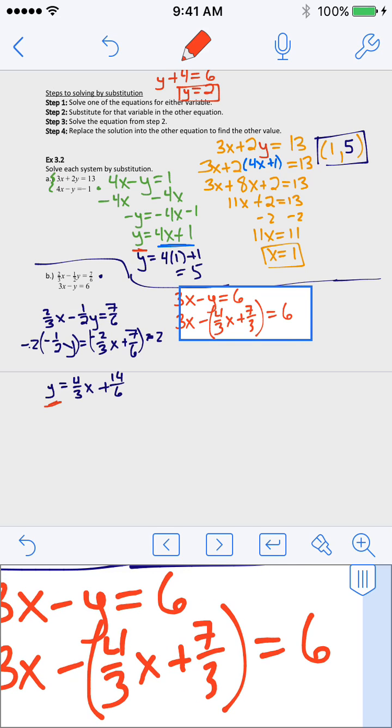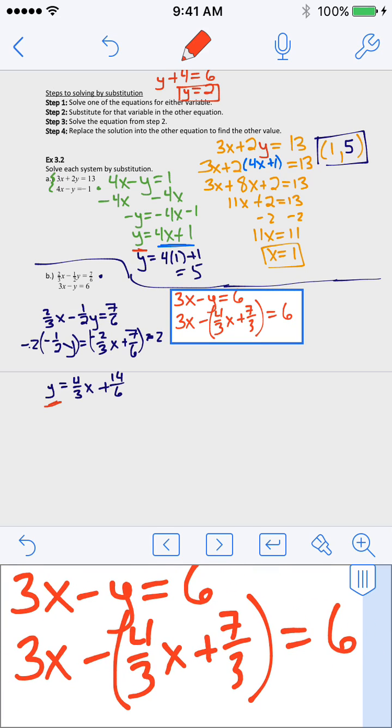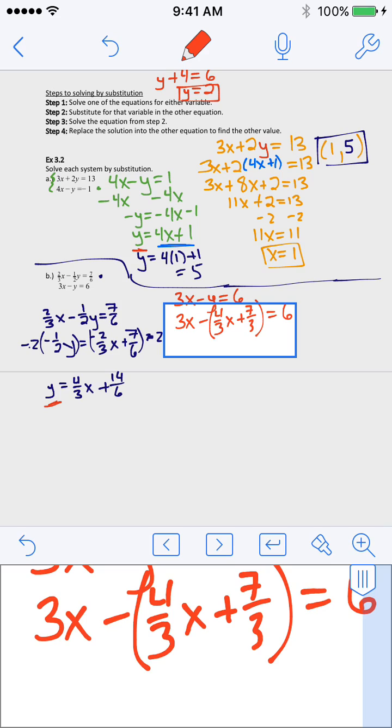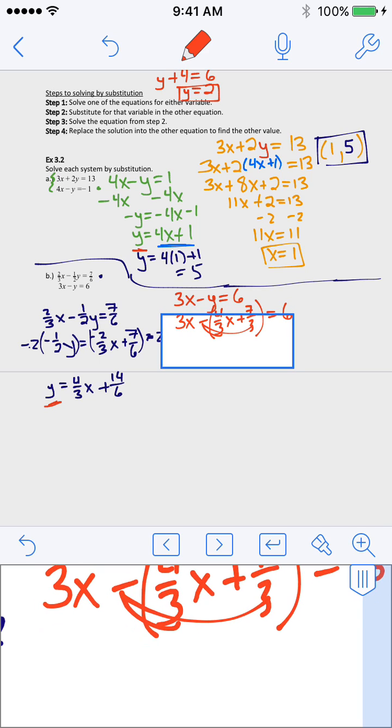And that's still equal to 6. So I've replaced that y part with that expression that I just solved for. Now notice I still put the parentheses around there. The reason I had to do that is because now I need to distribute this negative. I must distribute that negative.